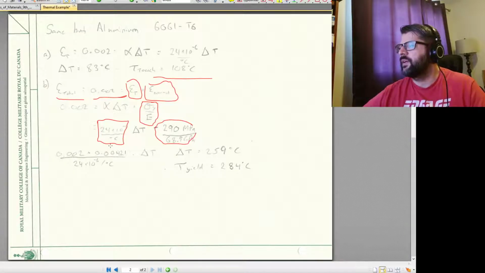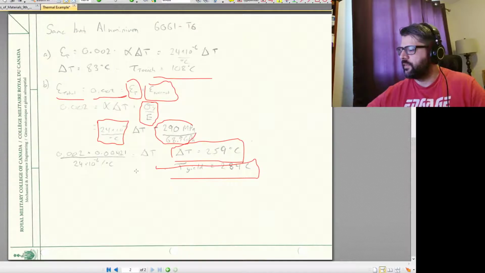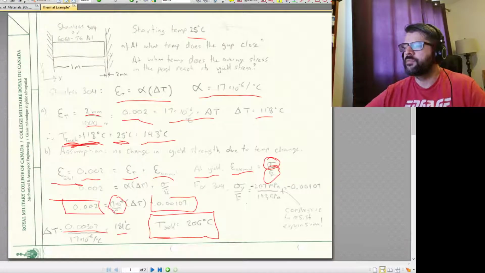So its delta T there ends up being 259 degrees Celsius, and the temperature at yield therefore is 284 degrees Celsius. So it's heating up a bit more before it starts to yield than our stainless steel post would. And that's that for this example.